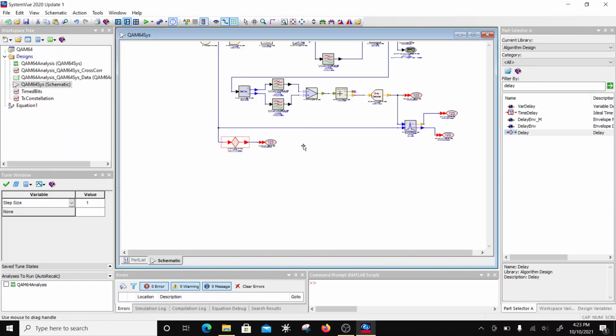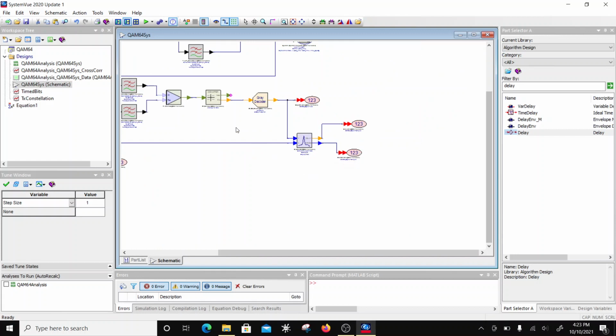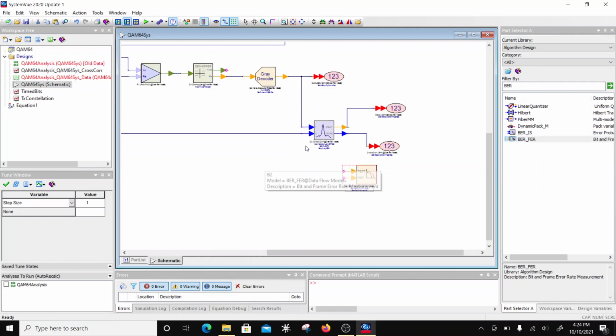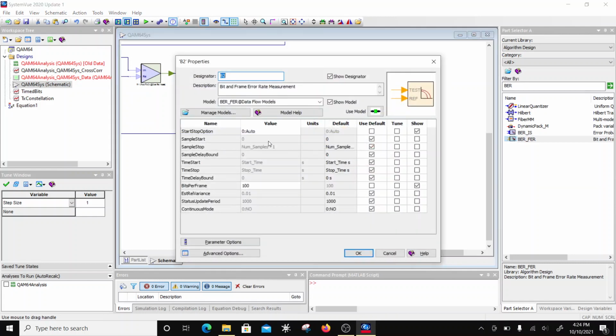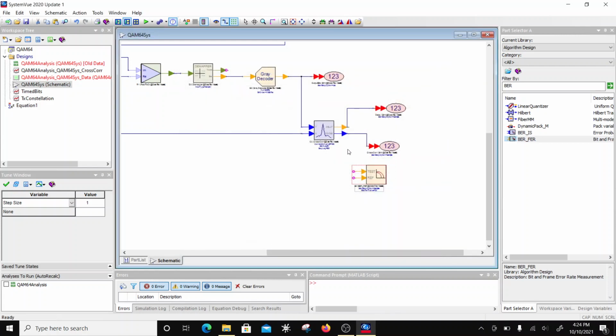So here I am going to go ahead and add a bit error rate, and here I am going to pick up this one, and then I am going to look at the start point in samples. Let's say I leave the first 400 samples because the delay plot is accounted for. So here I would say sample start 400 and everything remains the same.